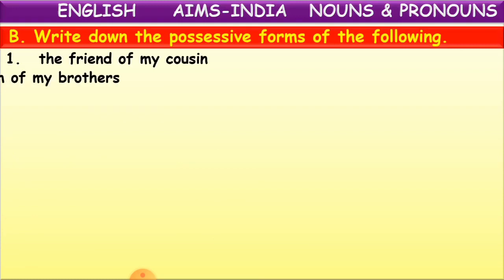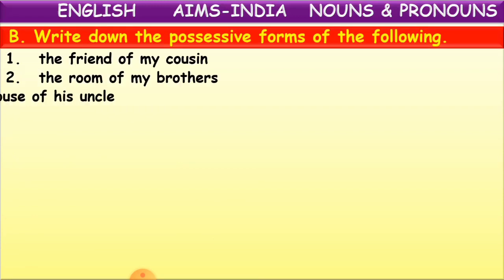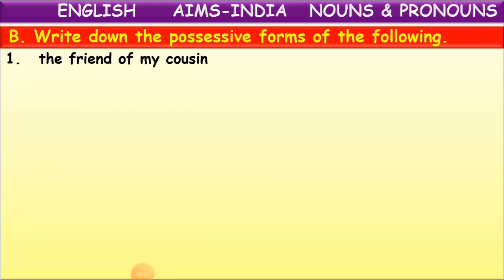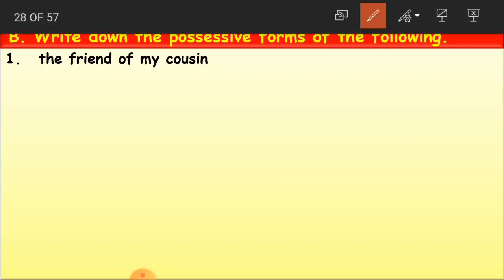Now write down the possessive forms of the following. Okay, children. So here the first sentence for us is the friend of my cousin. How do you write this? My cousin's friend. So we have to add an apostrophe after cousin and then s, and then we will write my cousin's friend.